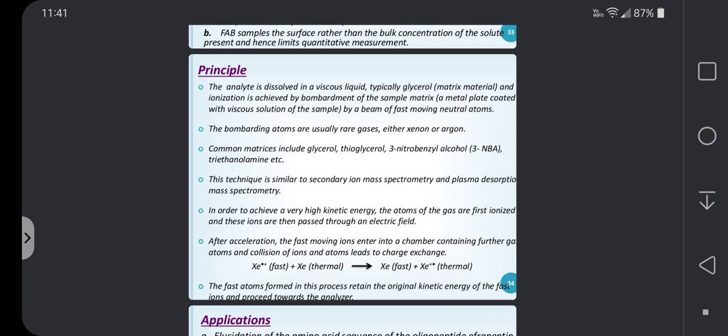In order to achieve a very high kinetic energy, the atoms of the gas are first ionized, and these ions are then passed through an electric field. After acceleration, the fast-moving ions enter a chamber containing further gas atoms, and collisions of ions with atoms lead to charge exchange. The fast atoms formed in this process retain the original kinetic energy of the first ions and proceed to the analyzer.